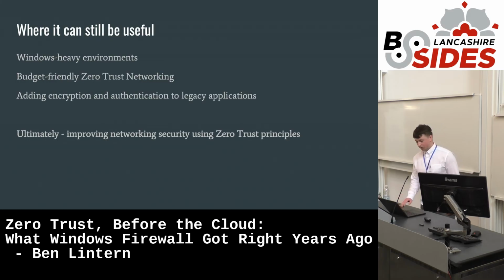But it can still be useful today in Windows heavy, heavy Active Directory environments. Like I've said, you've already got the licensing, you've got the identities. It is also a budget-friendly zero trust networking solution. Another use case that I didn't add is legacy applications where maybe they're not encrypting traffic in transit or don't do authentication well. You can use features here to add on to these applications to meet that criteria.